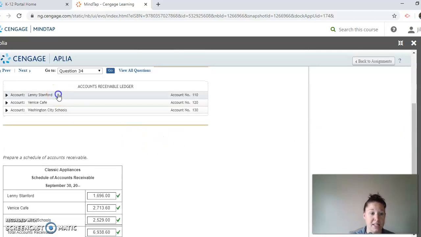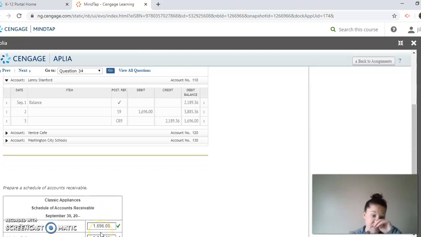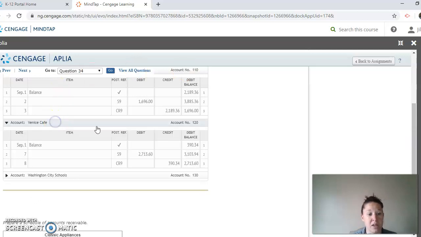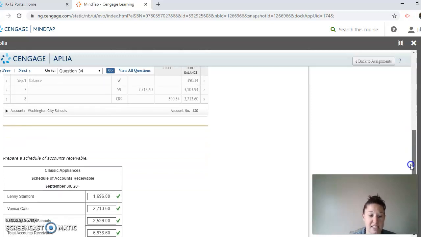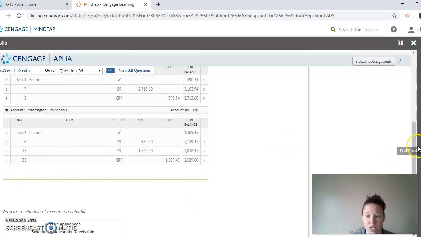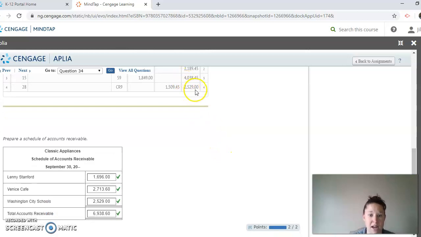The schedule of accounts receivable has the list of all of our customers and then the balances that they owe to us. So Lenny Stanford, you can see that he owes us $1,696. So we'll plug that in right next to his name in the schedule of accounts receivable. Next, we have Venice Cafe. So the balance that they owe to us is $2,713.60. You can see that's plugged in here. And then we have Washington City Schools, and the amount that they owe to us is $2,529. We're then going to add up all of these amounts, and that's going to give us the total that we should have in accounts receivable.